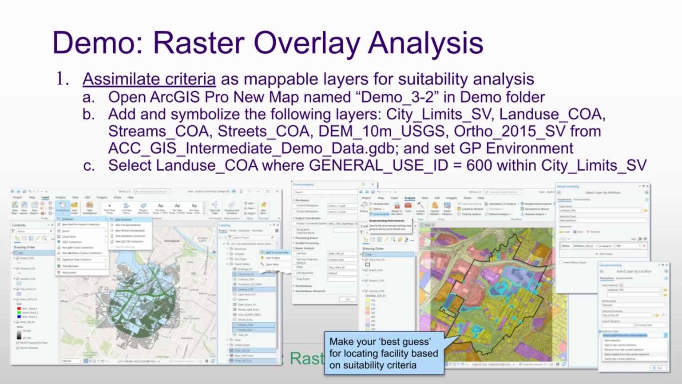Next, we'll select the land use parcels where the field general use ID equals 600 within the city limits, which is the government-owned land. And last, before we perform the suitability analysis, I want you to make your best guess for locating the new composting facility within Sunset Valley city limits.